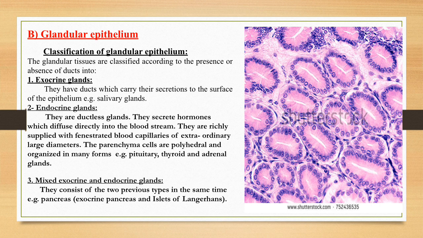Mixed exocrine and endocrine glands consist of the two previous types at the same time. Pancreas, for example, has the exocrine pancreas and islets of Langerhans, which represent the endocrine part of the pancreas.